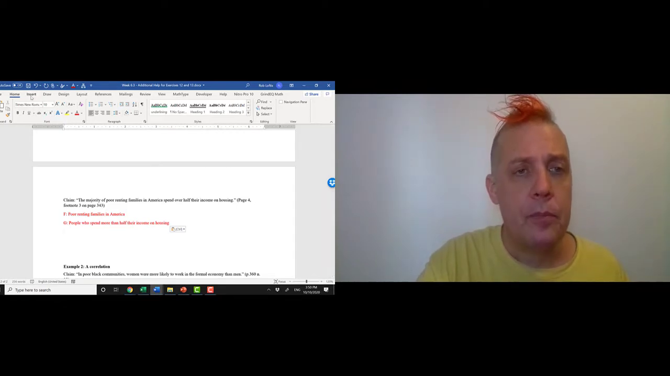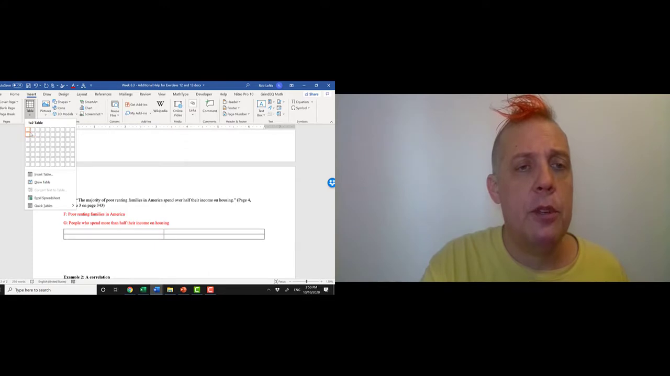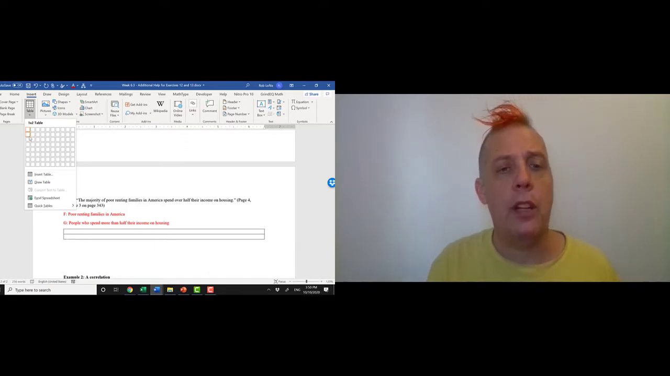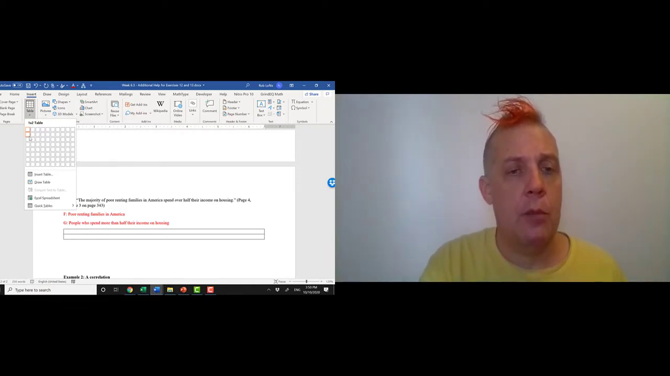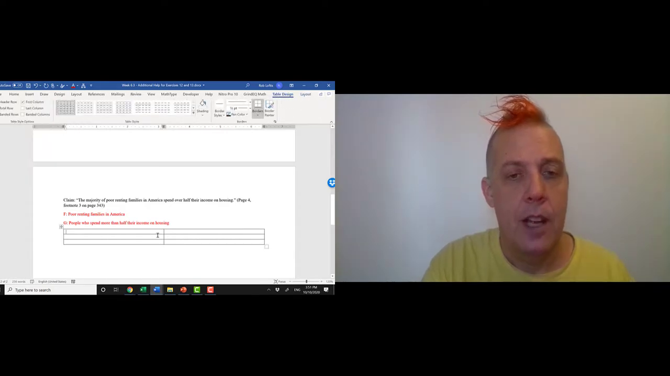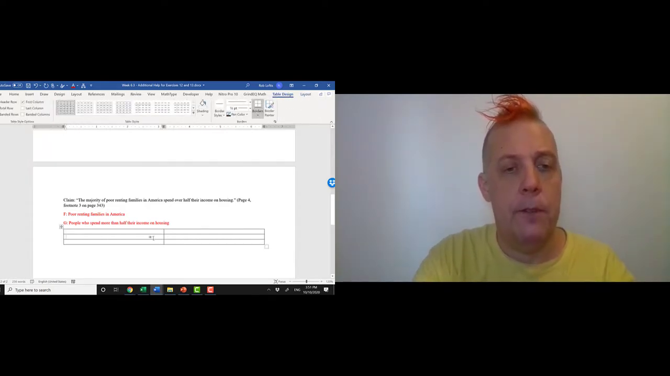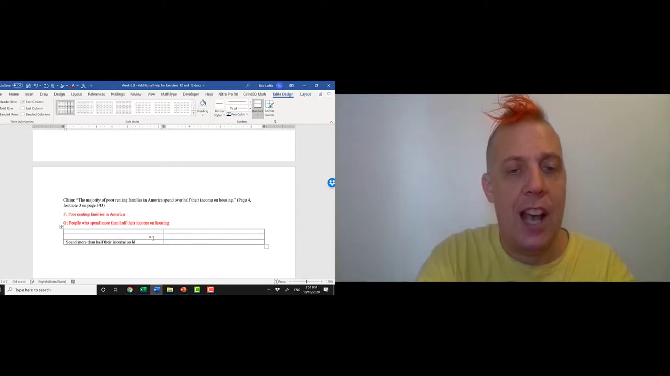And so I'm going to insert a table here. If we wanted to insert just the bar itself, right? We would only need two cells. But I also want room for labels. So I'm going to have cells on the side and then another row on top, like this. And so I want to put in my labels here first. Spend more than half their income on housing, and spend less than half their income on housing.